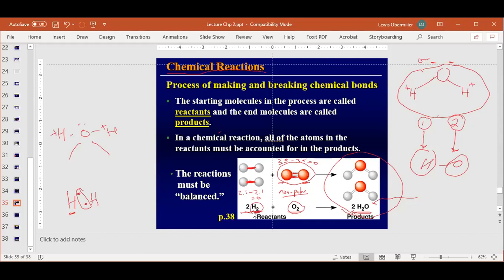All right, so since we have H2 always existing together, we can't split them apart, and O2 always existing together, we can't split them apart. We have to write this equation as H2 plus O2 yields H2O. Now we got a problem here because we got two H's and two O's here, and we only have one H2O, and we have to balance this equation. So that means that everything we start with, we have to end with, right?